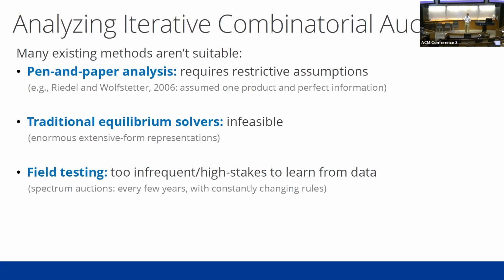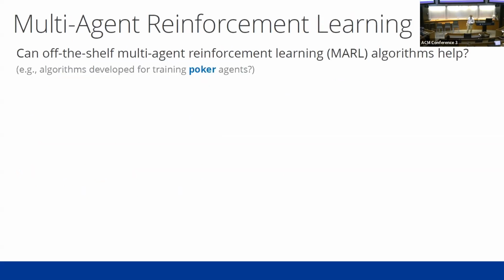But doing something like this ahead of the auction is really necessary, because just doing field testing and learning from what worked and what didn't in the past is just throwing away a lot of money and potentially risking billions of dollars. And so the question we want to ask is, can off-the-shelf multi-agent reinforcement learning algorithms help? Can we take algorithms that were originally designed to solve games like poker, which shares a lot of similarities with auctions, and use them to understand how bidders should behave?